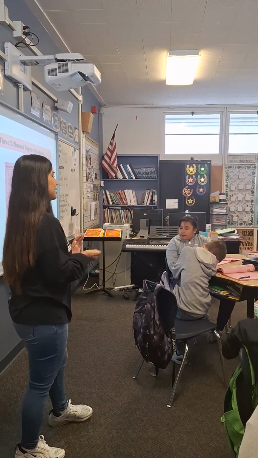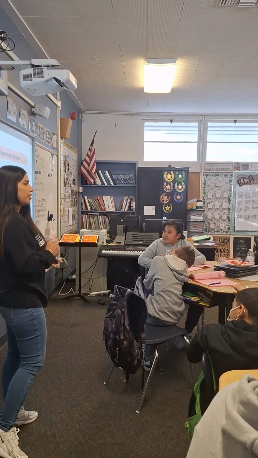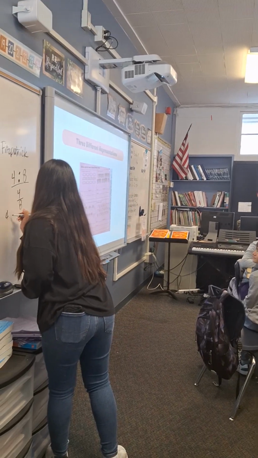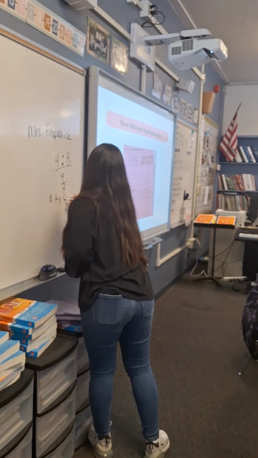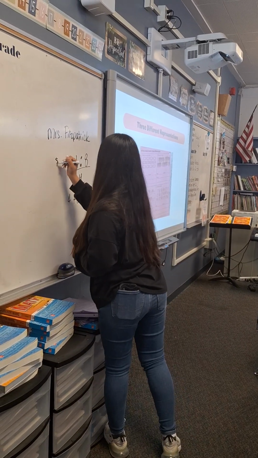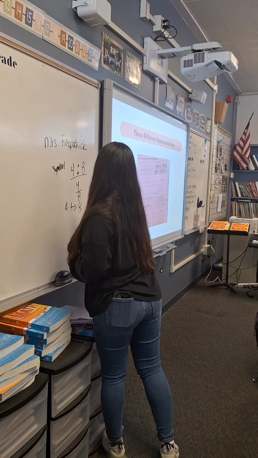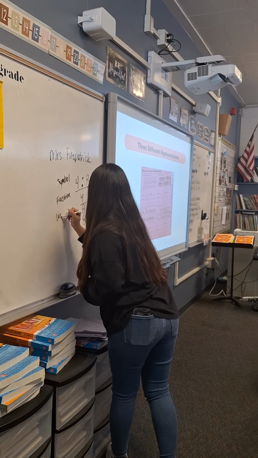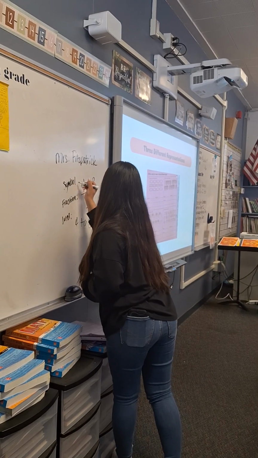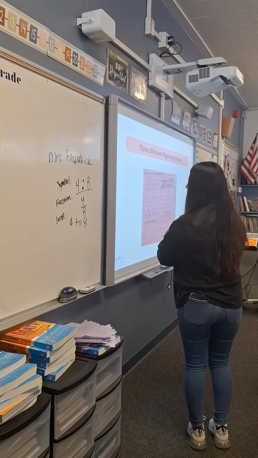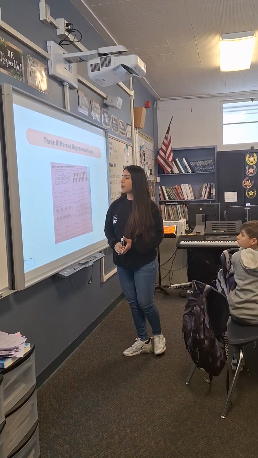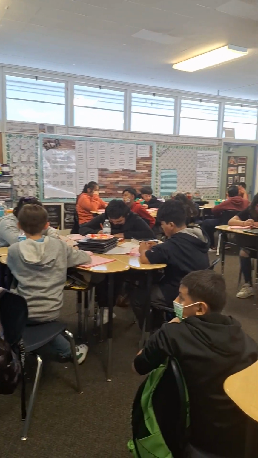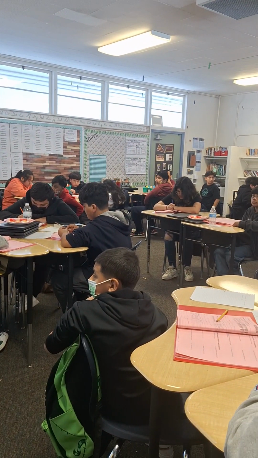Who could tell me what are the words that we use when we're using ratio? 4 to 8. So this is our symbol. This is our fraction. And this is our word form. Right? I'm going to leave this up here just for reference, if you guys do need it.